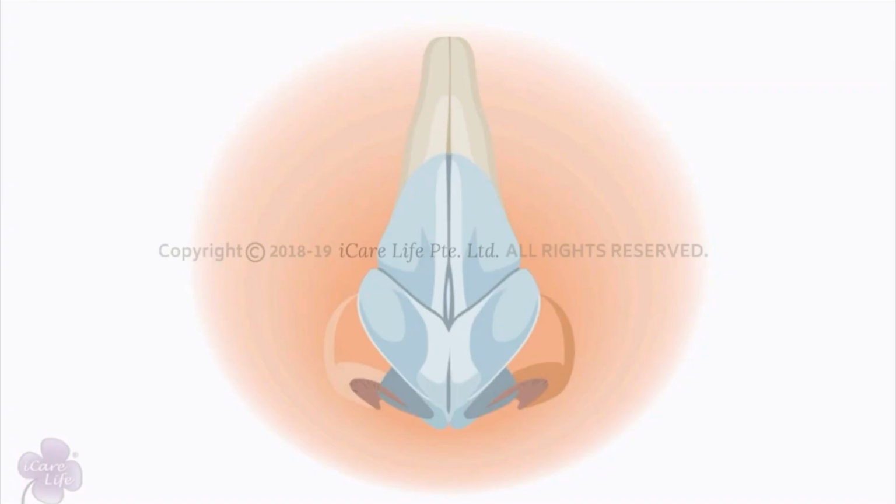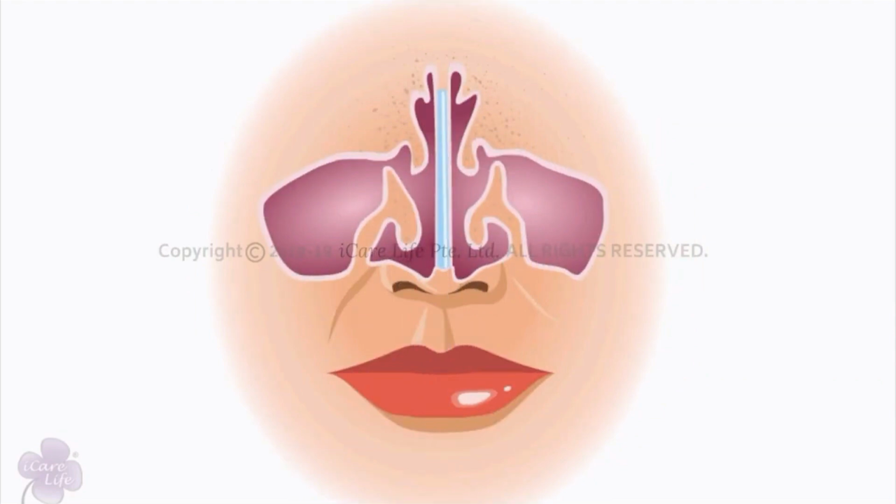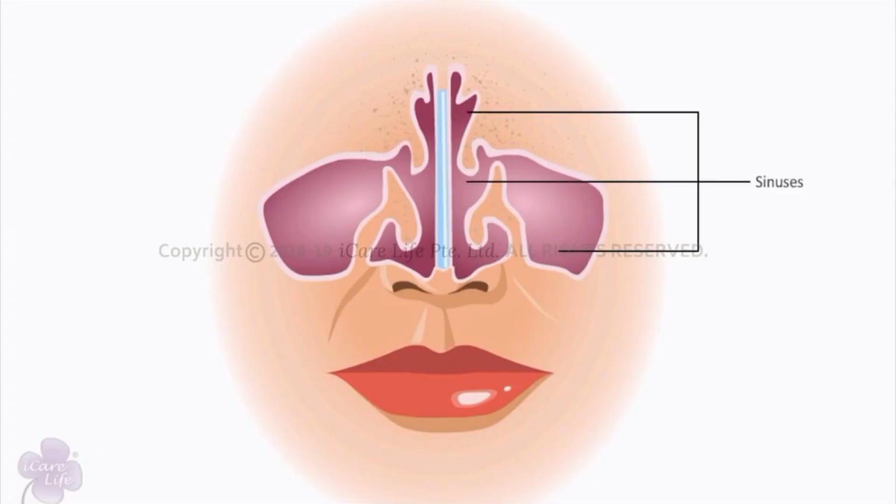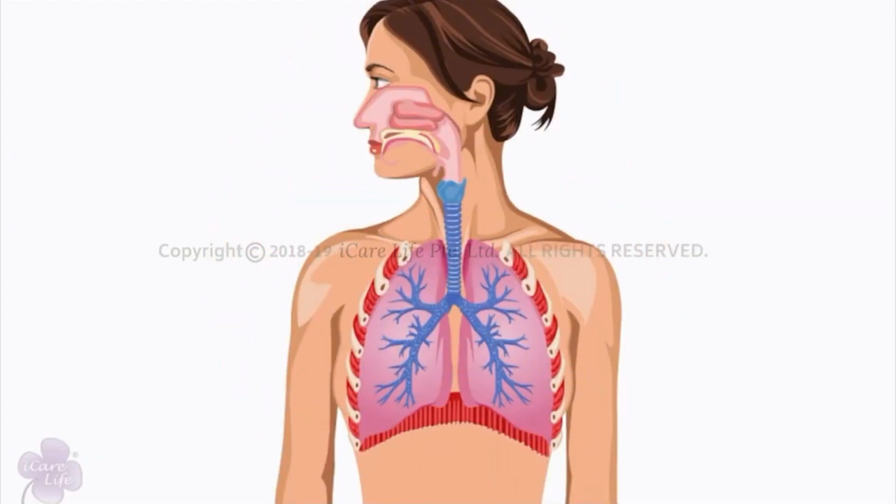The 2 nostrils are separated by a wall known as septum. The septum is made up of thin pieces of bone. You can also see tiny hair inside the nostrils. In the skull, around the nose, there are hollow cavities known as sinuses. Behind the nose, the nasal cavity connects the nose with the back of the throat. The nasal cavity is separated from the mouth by the roof of the mouth known as the palate.